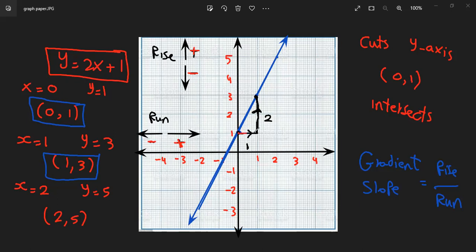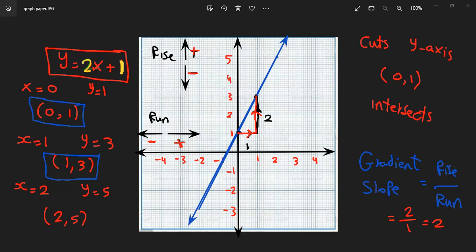So we will run 1 and we will rise 2 units. So the gradient is 2 over 1. It's 2. So if we look at this line, we will find that the gradient is 2 and the y-intercept is 1. Let's go back and look at this number, which is written in front of x. Y equals 2x plus 1. So 2 represents the gradient and 1 represents the y-intercept.